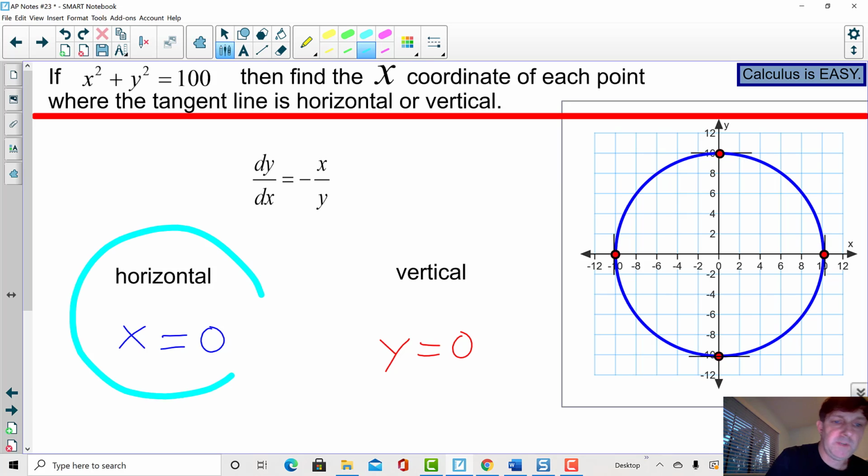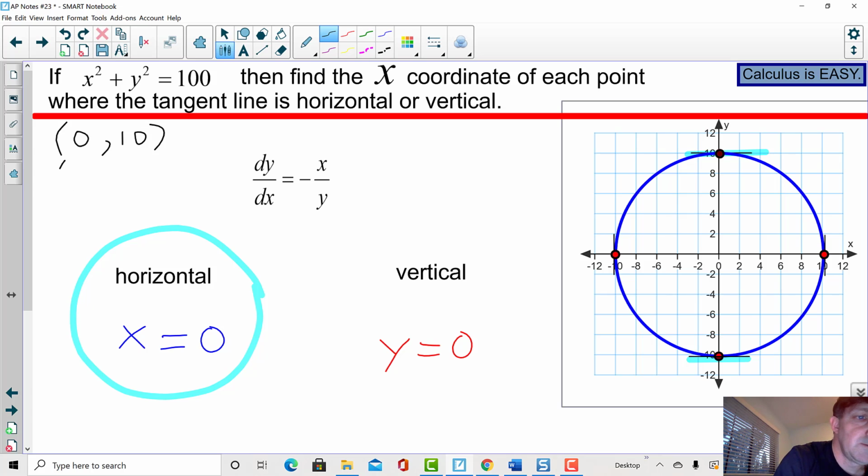So for the horizontal tangent slopes, that's when x is 0. That's the y-axis. You can see the slope right there, and the slope right there is 0. So that's the right spot. The y value would be 10 and negative 10. So our 2 points are going to be 0, 10, and 0, negative 10. But again, it's just asking for the x-coordinate, so that's x equals 0.